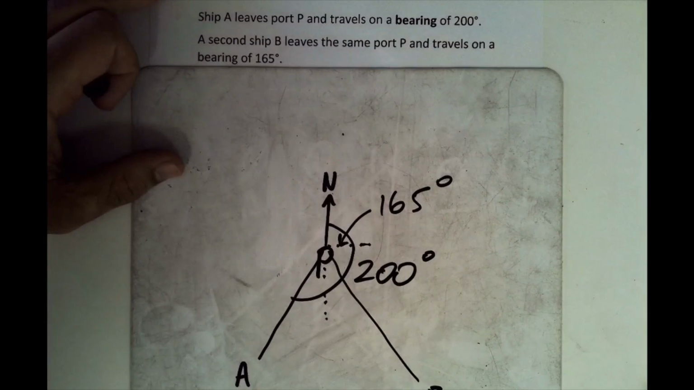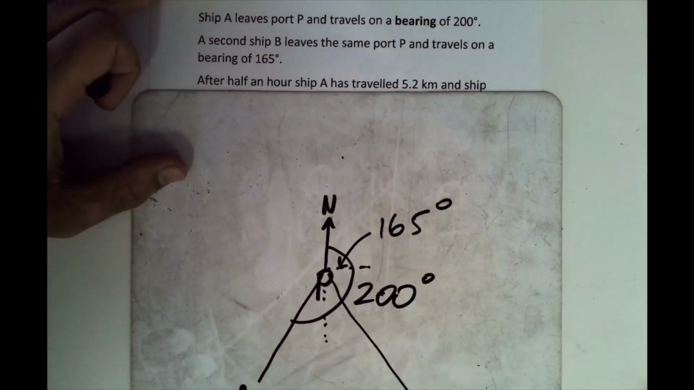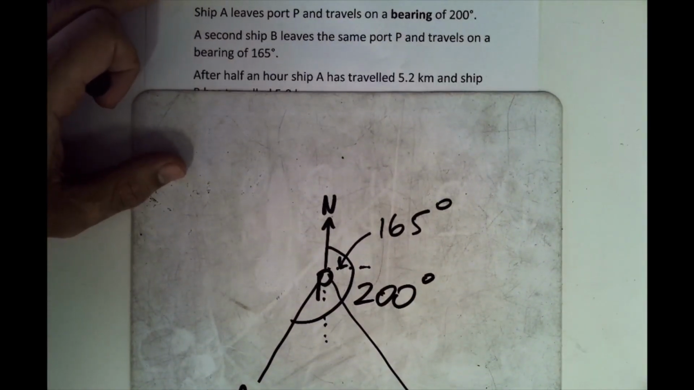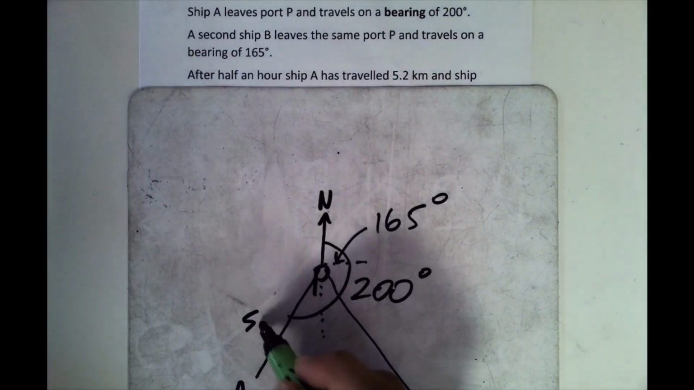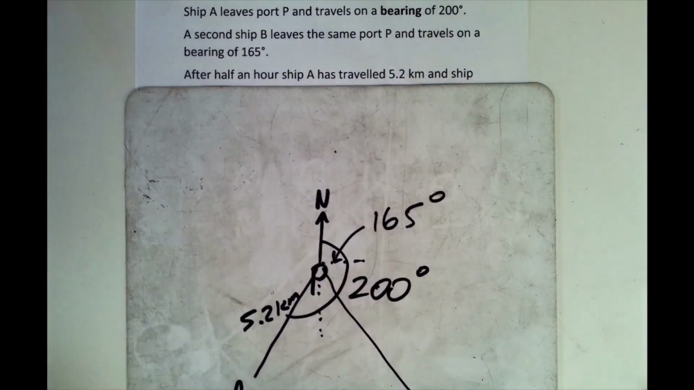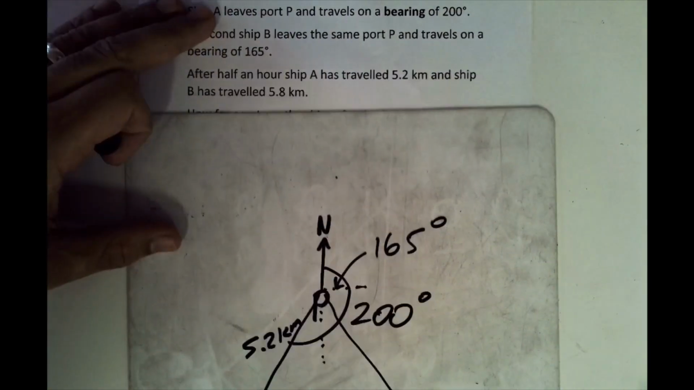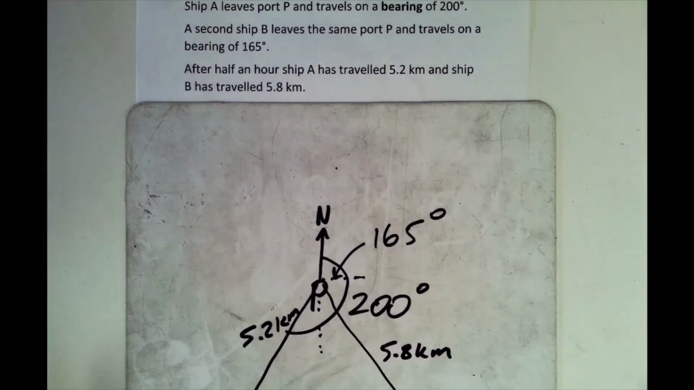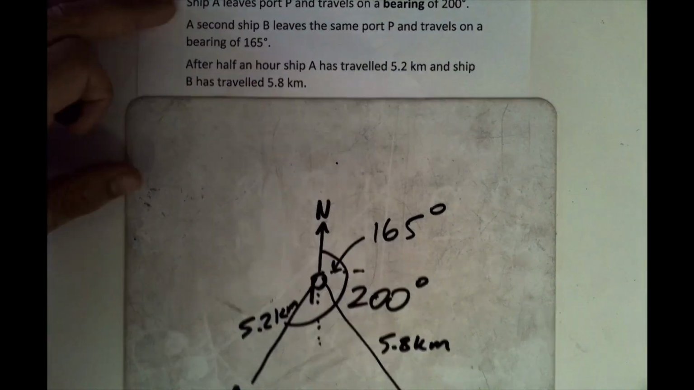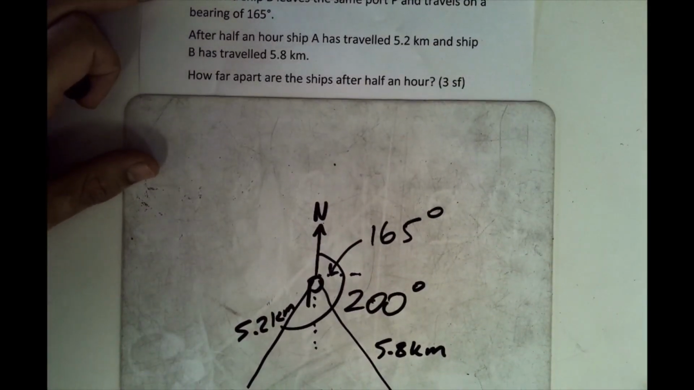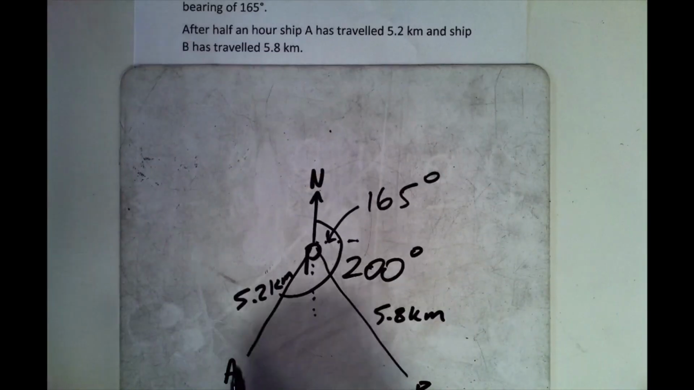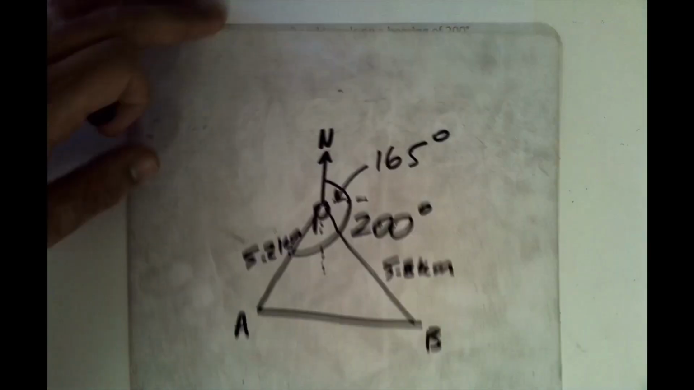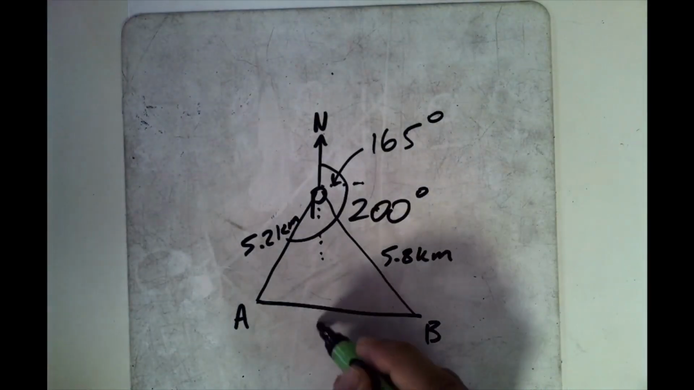Next part of the question says, after half an hour, ship A has travelled 5.2. So I'm going to write 5.2 kilometers there. And ship B has travelled 5.8. So I'm going to write 5.8 kilometers there. What's the question asking us to work out? How far apart are the ships? So they want us to work out this distance here.